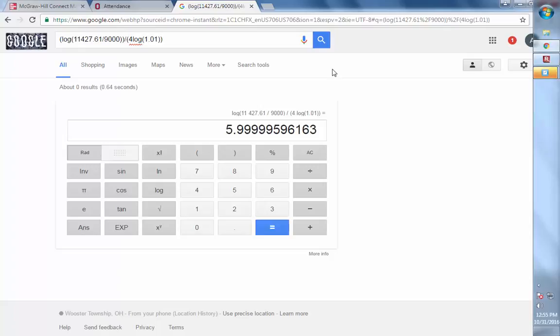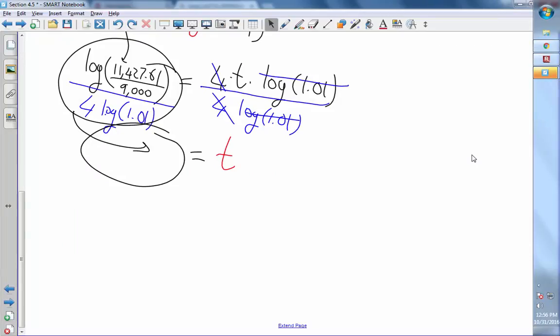And what did you get? 5.99999995. Now it's time to round off. I'm going to round one off, and that's it. 5.99 years is almost 6 years, right? So I will change the symbol. It's not equal. It's approximately equal to 6 years. Okay.